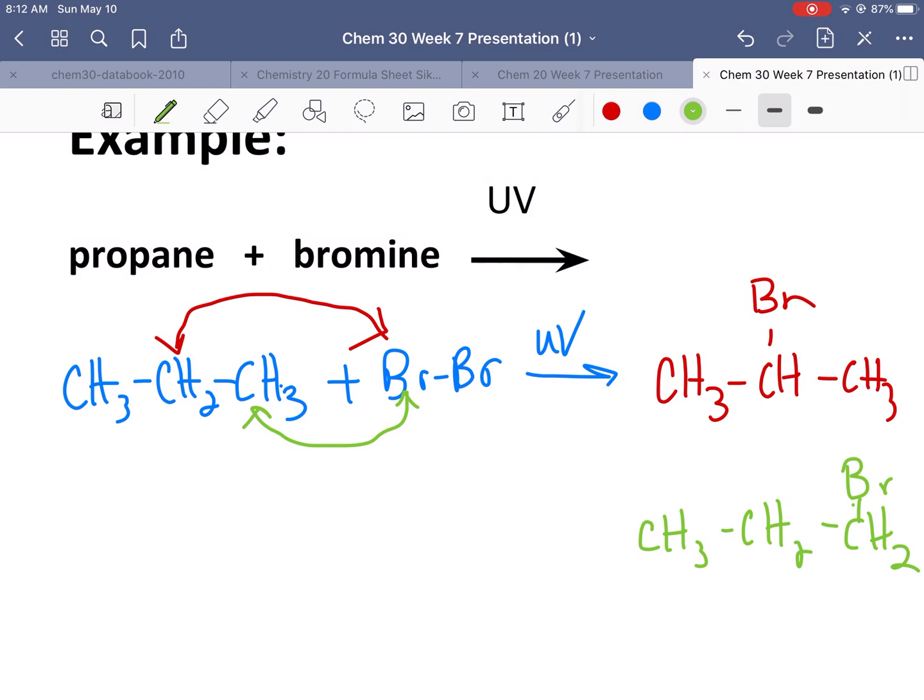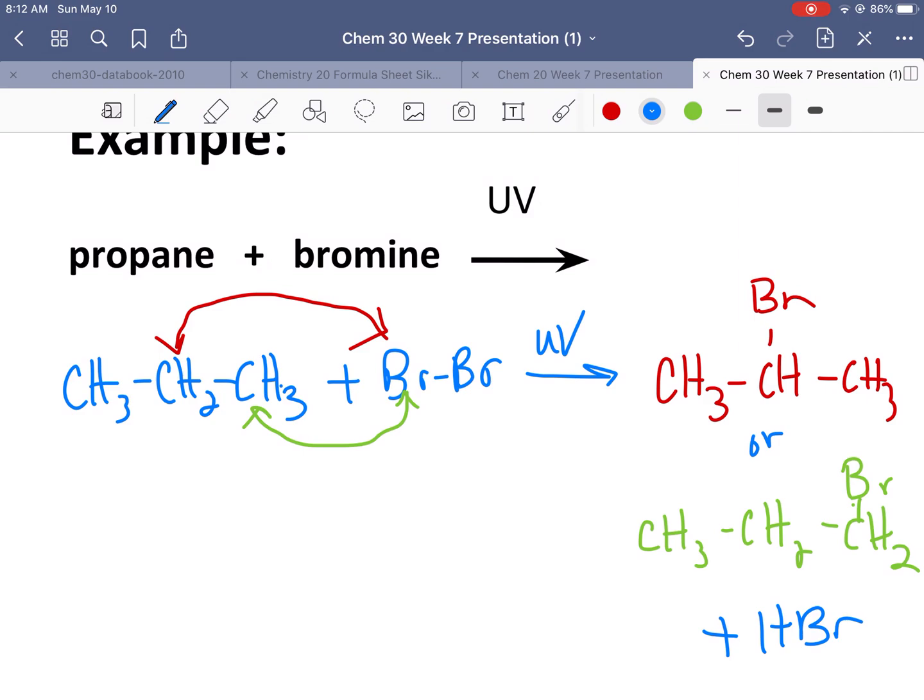Now here's a common mistake. Don't forget, there's another product. That hydrogen swapped out with the bromine. So we also have a hydrogen bromine that was produced, HBr. Two reactants, two products. To clarify, you need to name these. So it'll be this or this that's produced.